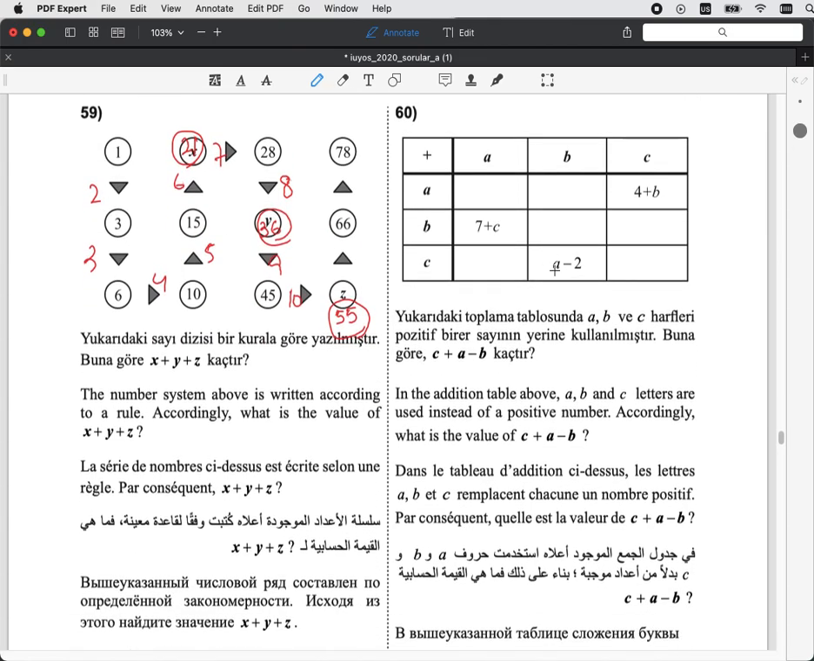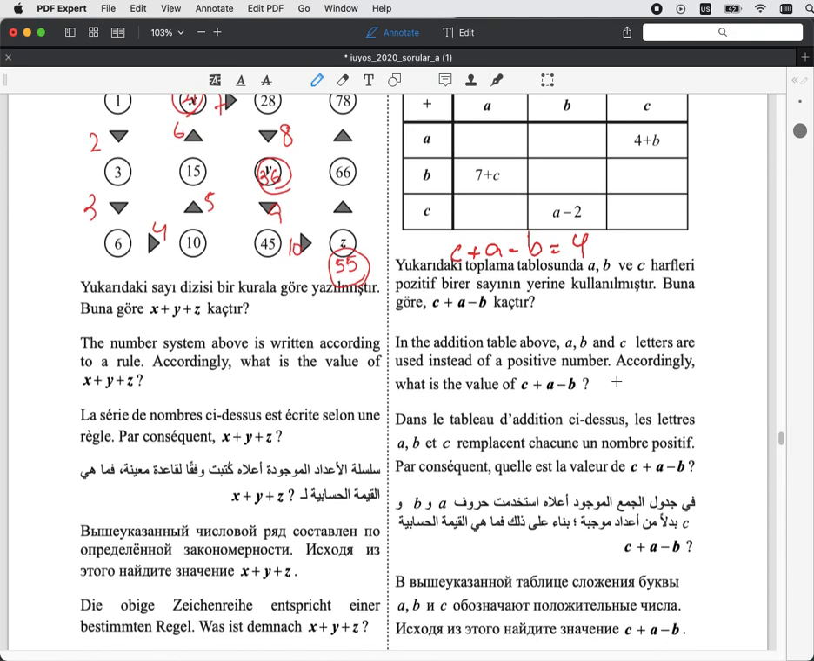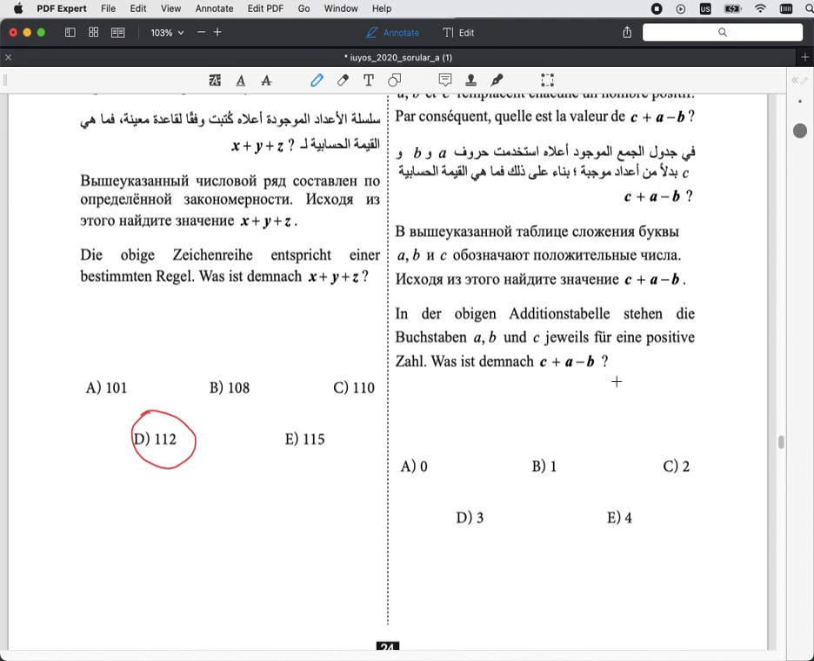Okay, 60. A plus C is equal to 4 plus B. They want C plus A minus B. C and A is here. Then B comes this side. And it's going to be C plus A minus B is equal to 4. That's the answer. Oh, the answer is E.